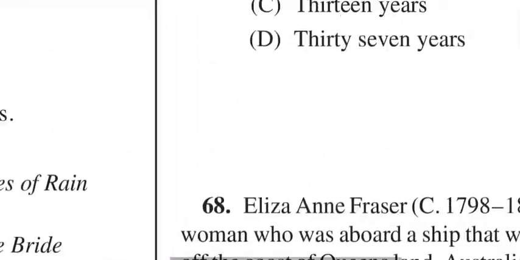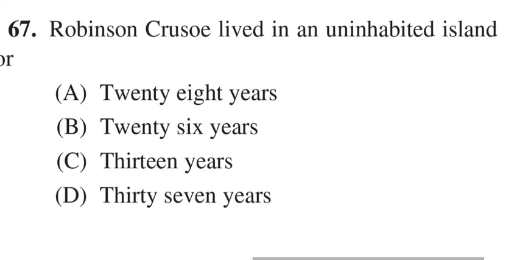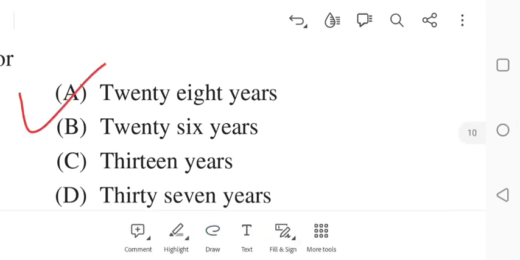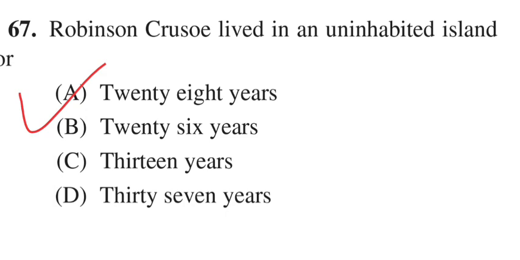Okay, then we have next question 67. It says, Robinson Crusoe was a famous novel. Robinson Crusoe, the character, lived on an uninhabited island for how long? 28 years, 26 years, 30 years, 37 years. So these kinds of questions are also asked. Be prepared. 67, correct answer is A, 28 years. For 28 years, the character Robinson Crusoe lived on an uninhabited island. And he also colonized many people there. And it is said that it was the first colonization.